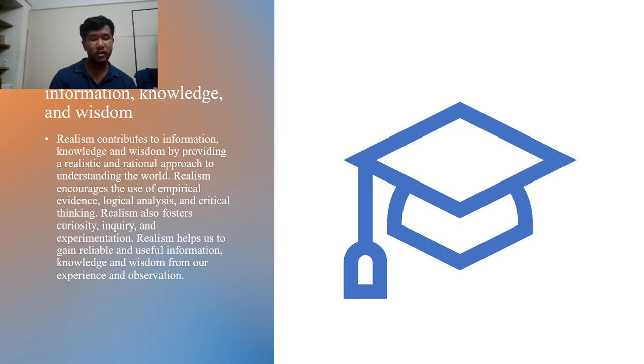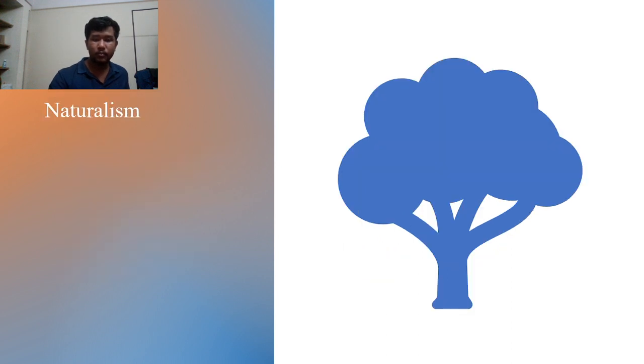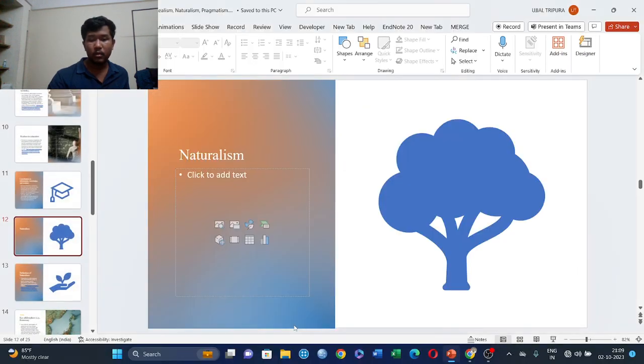Very useful information, let's say about human protein, animal protein, and plant protein, and knowledge and wisdom from our experience and observation. So knowledge, wisdom, and information can come through logical reasoning, scientific temper, critical thinking, inquiry, and experimentation. Through these we can understand these realities, realism.